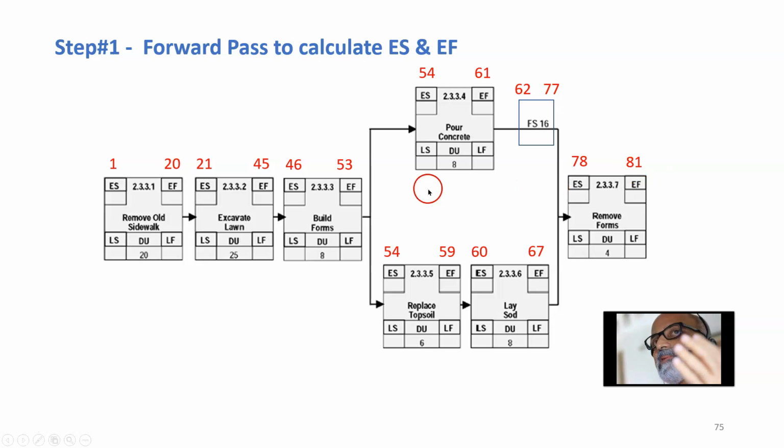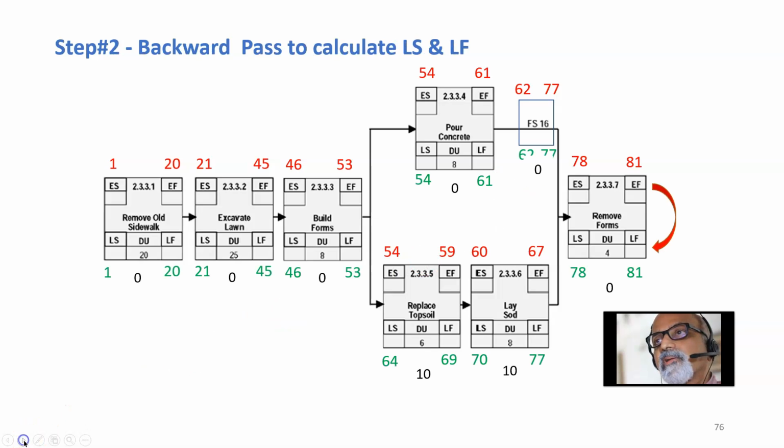So what we did is we did the forward pass to calculate the early start and the early finish. The next step is to do a backward pass. Now here we got 81. That 81 we transfer here. So then you start the backward pass. So 81 minus 4 plus 1. That is the easiest way.